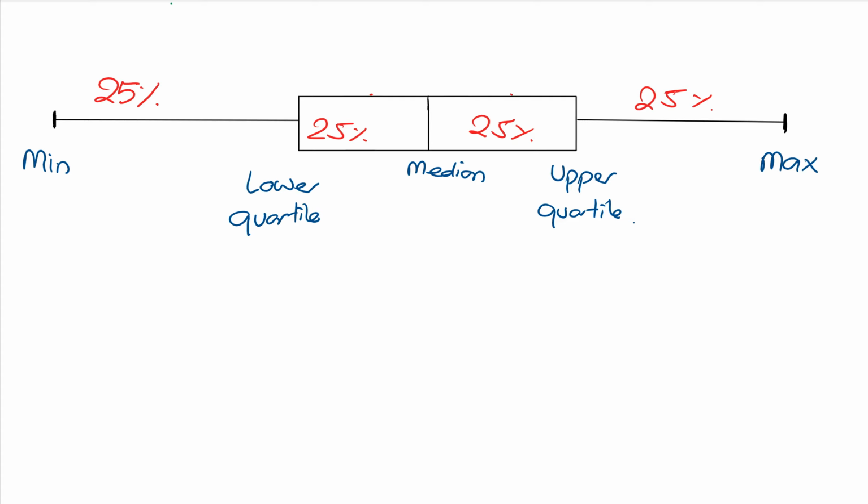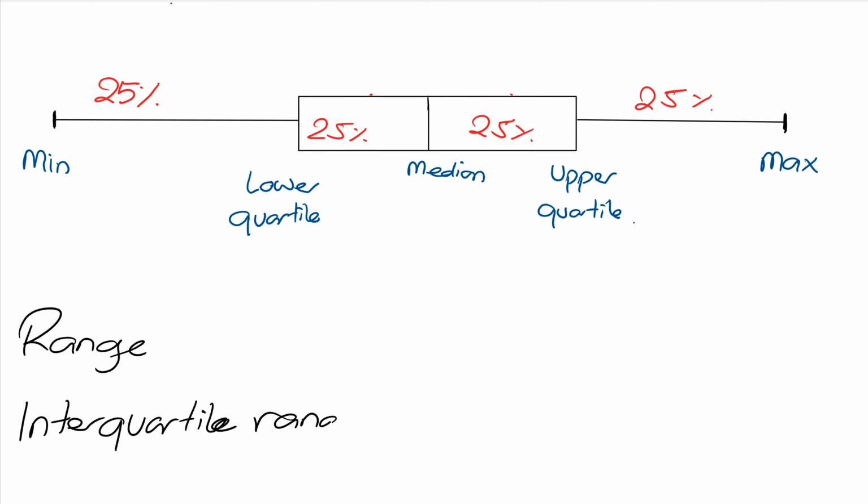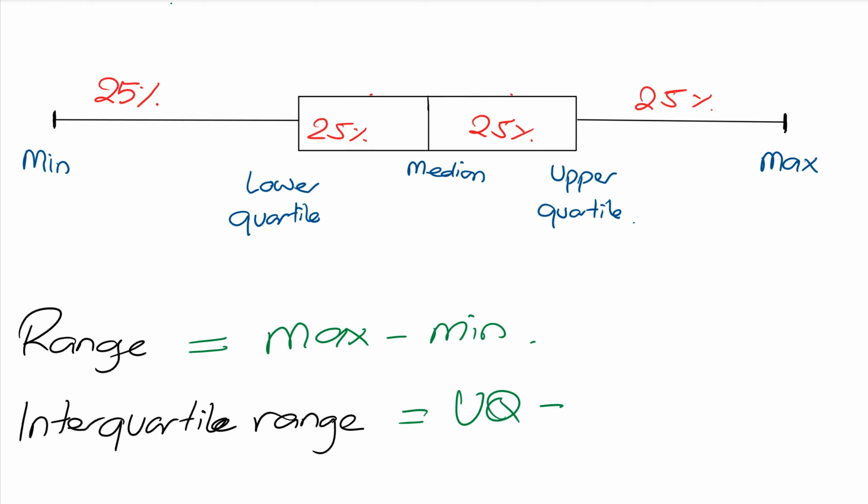There are two more things you need to understand about a box and whisker plot. That is the range and the interquartile range. The range is just the range of values the data is spread over. So it's just the maximum minus the minimum. How far is the data spread over the whole data set? The interquartile range is the upper quartile minus the lower quartile. So it's only looking at the middle 50%.